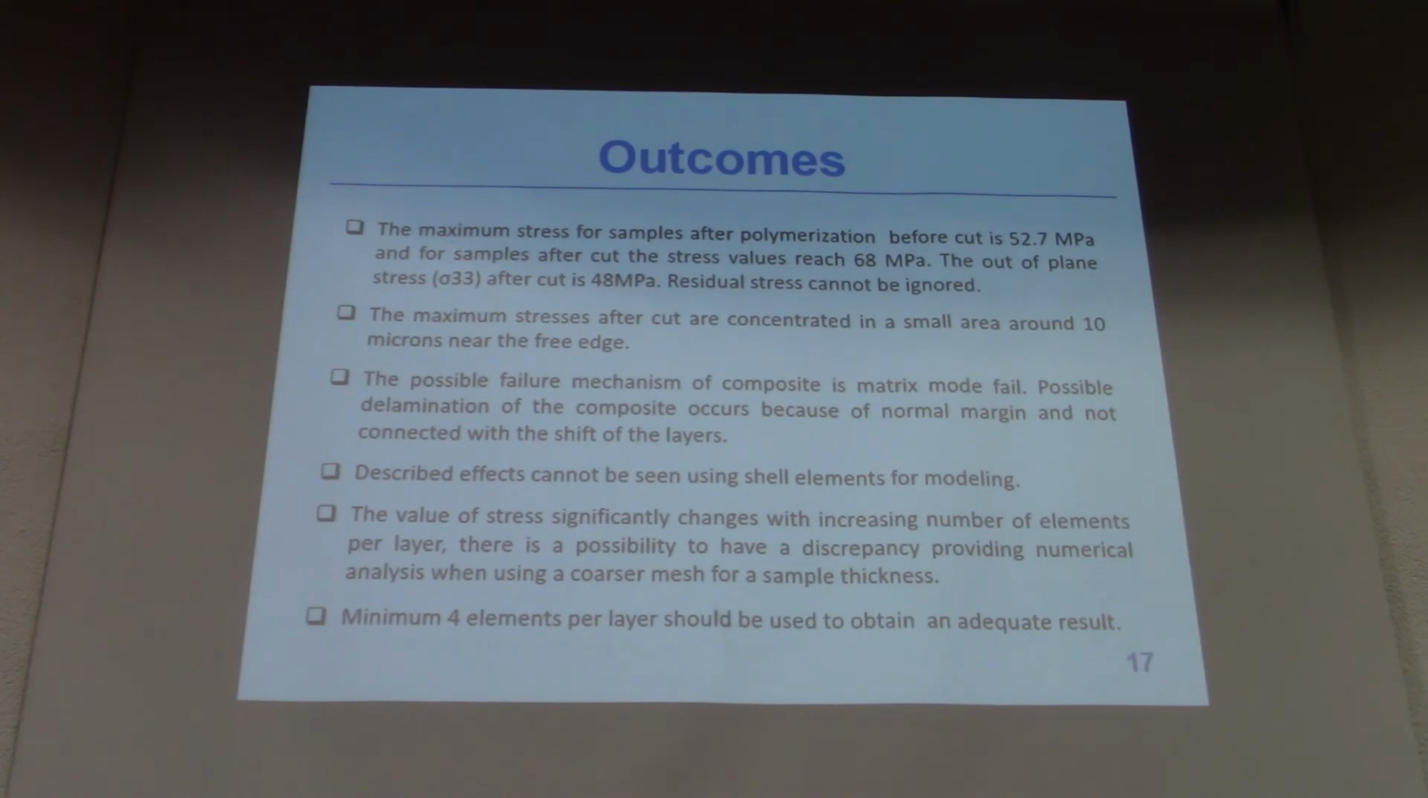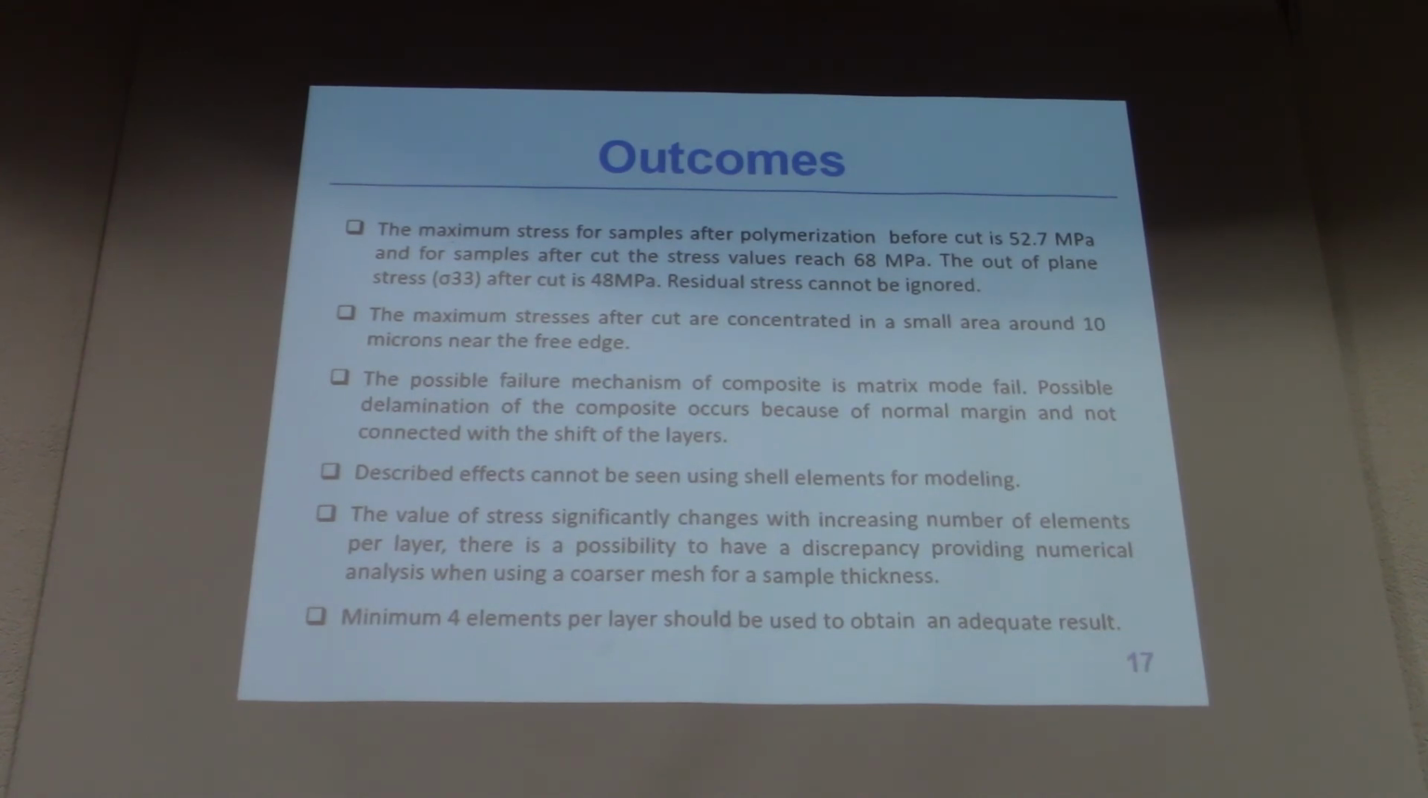And so you see that even after the cutout, the stress grows. The maximum stress after cutout is concentrated in a small area of about 10 microns. The possible failure mechanism of the composite is matrix mode failure. I mentioned that the stresses are close to the ultimate stress of the matrix. And this is not connected with the shift of the layers.